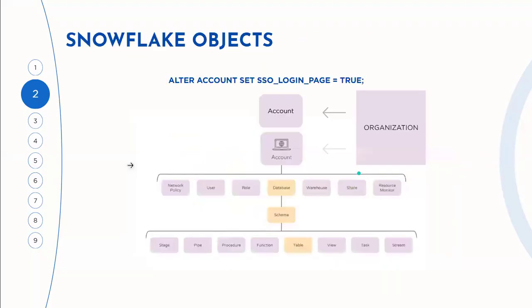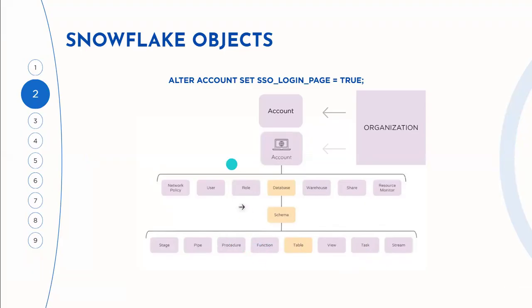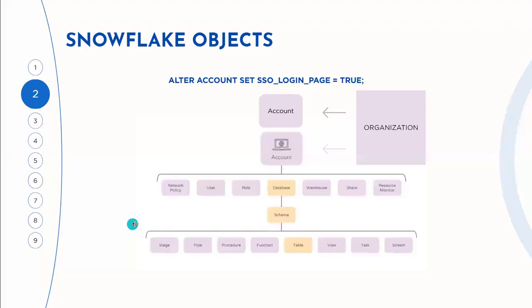In the same way, all these objects will hold some information. A table will hold the data. A view will hold the query. Functions and procedures will hold the scripting, right? So each object will hold some information. We have two types of objects: one is a database account level object, and another one is a database level object. All the information is properly categorized and stored.